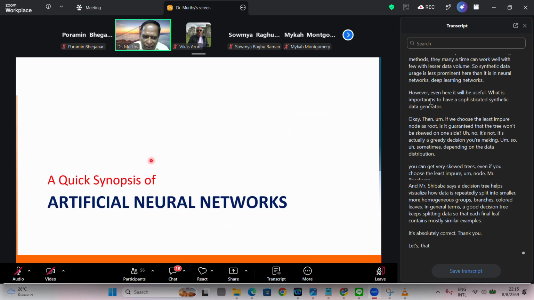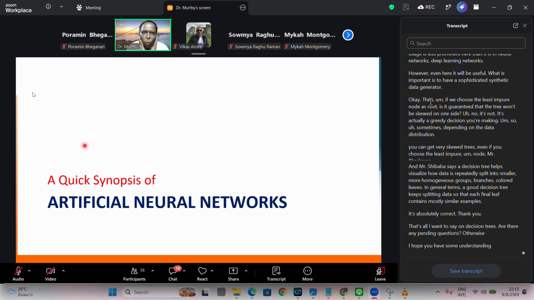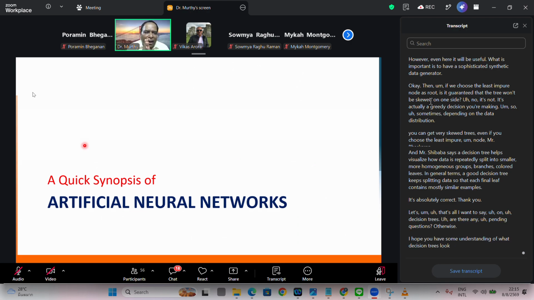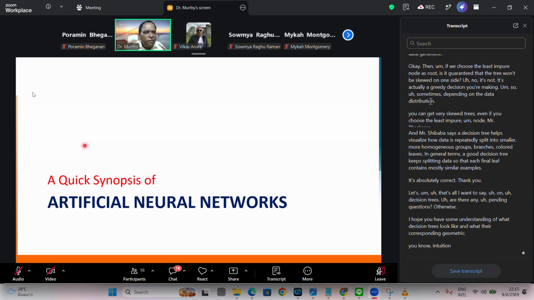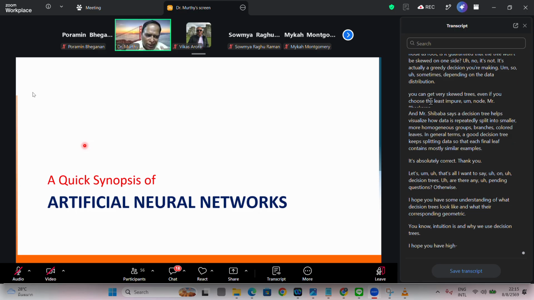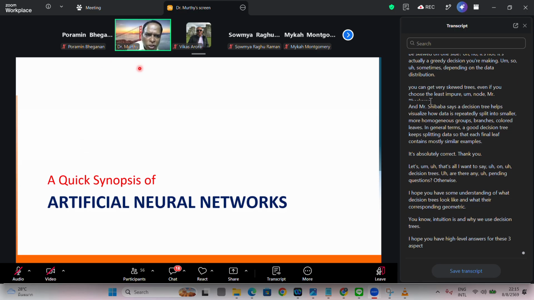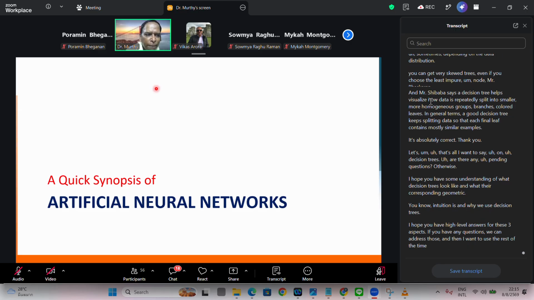That's all I want to say on decision trees. Are there any pending questions? Otherwise, I hope you have some understanding of what decision trees look like, what their corresponding geometric intuition is, and why we use decision trees. I hope you have high-level answers for these 3 aspects. If you have any questions, we can address those, and then I want to use the rest of the time on neural networks.